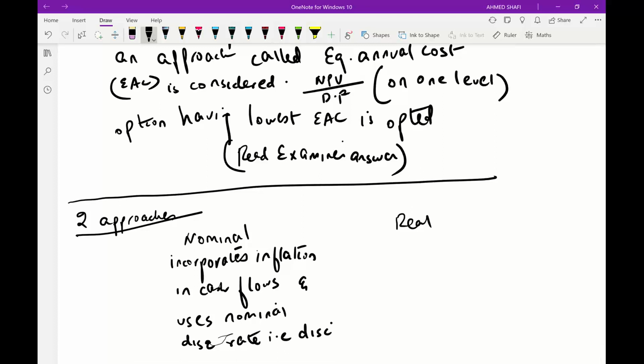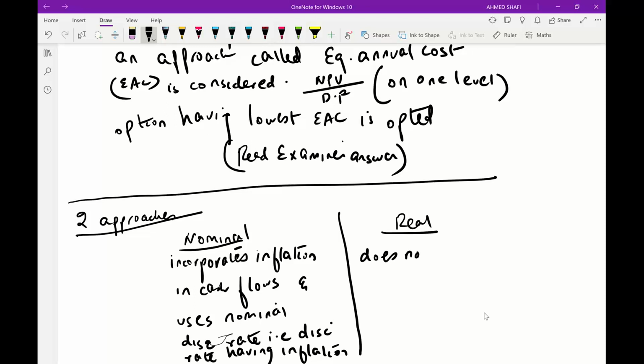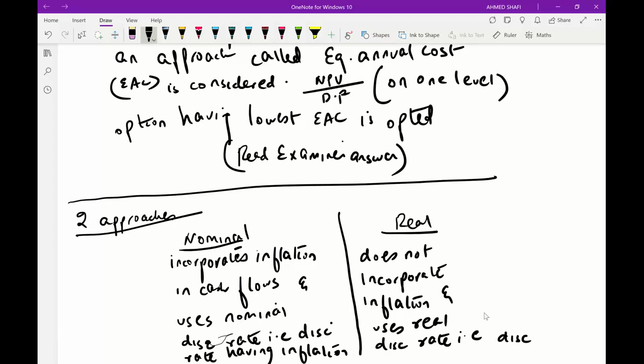That is, discount rate having inflation. Whereas real approach does not incorporate inflation and uses real discount rate, that is discount rate not having inflation. Okay, explain two approaches of dealing with inflation.